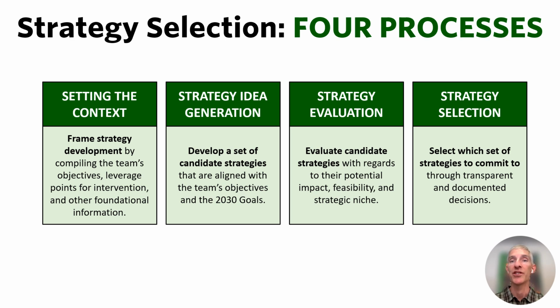Second process is idea generation. This is where the team rolls up its sleeves to brainstorm and develop a set of candidate strategies that are aligned to its objectives and the 2030 goals. Third is strategy evaluation. This is where a team runs a set of candidate strategies through a structured evaluation process to more rigorously assess their potential impact, feasibility, and strategic niche. The last process is strategy selection, which provides a structured process for selecting which set of strategies the team will commit to, and also any it will not commit to, through transparent and documented decisions. Let's next take a quick look at what's involved in each of these processes.